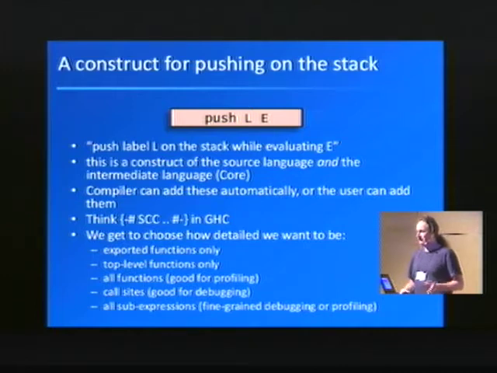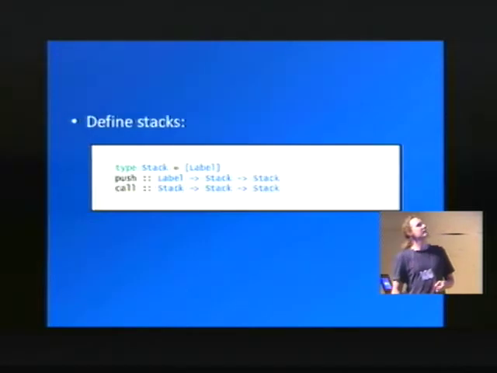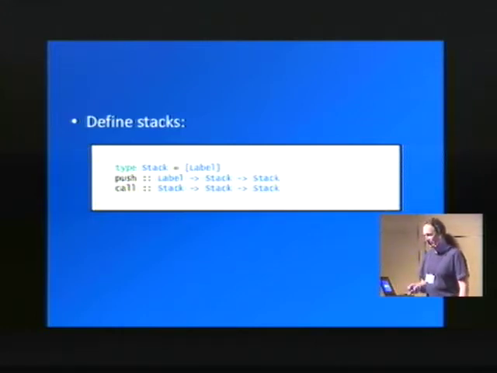Right, so now this explains how we annotate the program with the source location information. Now, what do we do with those things? Well, I'll talk about stacks first of all. We want an abstraction for stacks. So, in Haskell syntax, a stack is a list of labels. And if you imagine the label at the front is the most recently pushed one. And there are two operations on stacks. So you can push a label onto a stack, and you get another stack back.